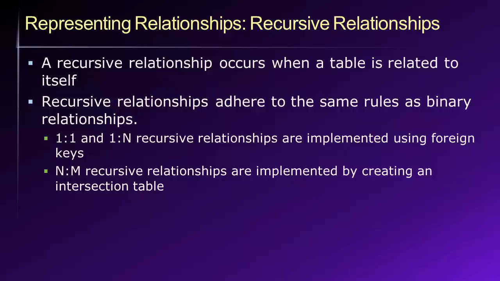First, with respect to one-to-one recursive relationships and one-to-many recursive relationships, the process of implementing the recursive relationship is quite straightforward. We simply need to use a foreign key link within the table, and that will allow us to create the recursive relationship. If, however, we have a many-to-many recursive relationship, we will need to create an intersection table in order to actually implement the recursive many-to-many relationship in a real-world database.